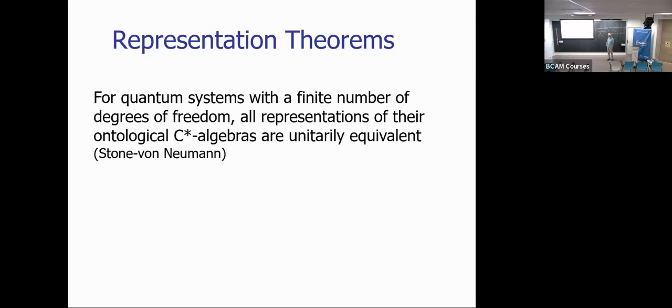And now I come back to the irreducibility postulate. This is another related representation theory, namely for quantum systems with just a finite number of degrees of freedom. So for example, for a spin system or the qubits studied in quantum computing, or for the particle in the box system that we have seen, which moves along one direction, or even for a particle that moves in three-dimensional space. All representations of the, I say, canonical C-star algebras are unitarily equivalent. This is the so-called Stone–von Neumann theorem.